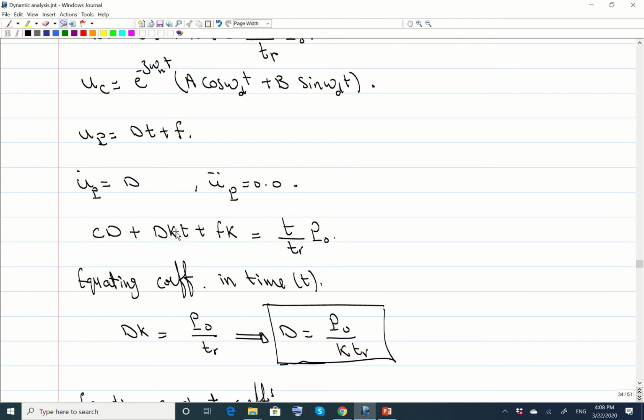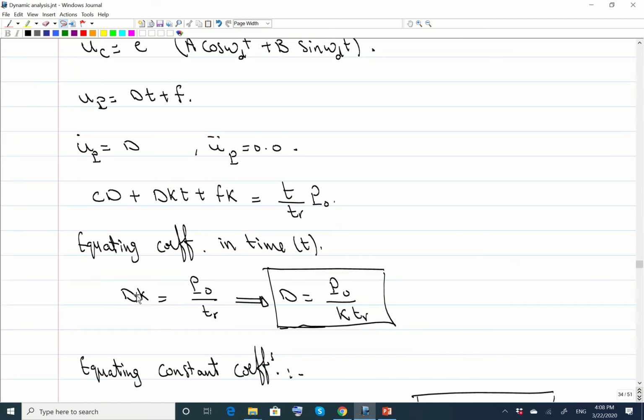And here you have a term that has time, okay? So for this equation to be satisfied, this term has to be equal to this term. So equating the coefficient over here, you have dk multiplied by t equal p naught divided by tr multiplied by t as well. So p naught divided by tr has to be equal to dk. So dk has to be equal to p naught divided by tr. From that we can find that constant that we assumed over here, d. So d is p naught divided by ktr, okay?